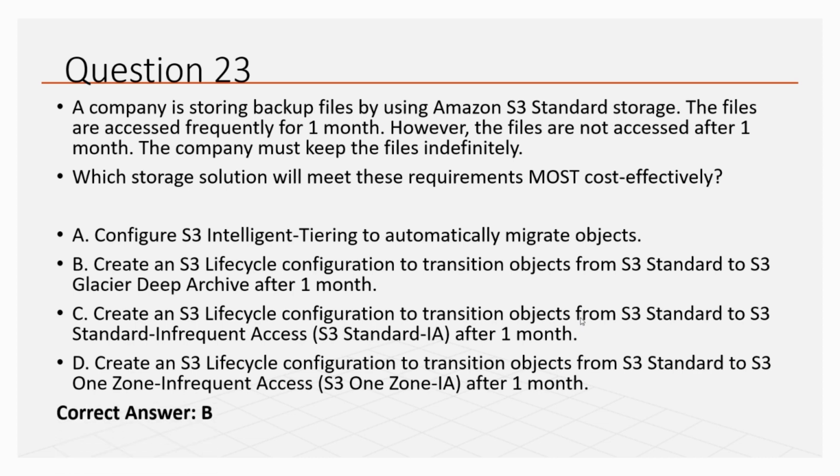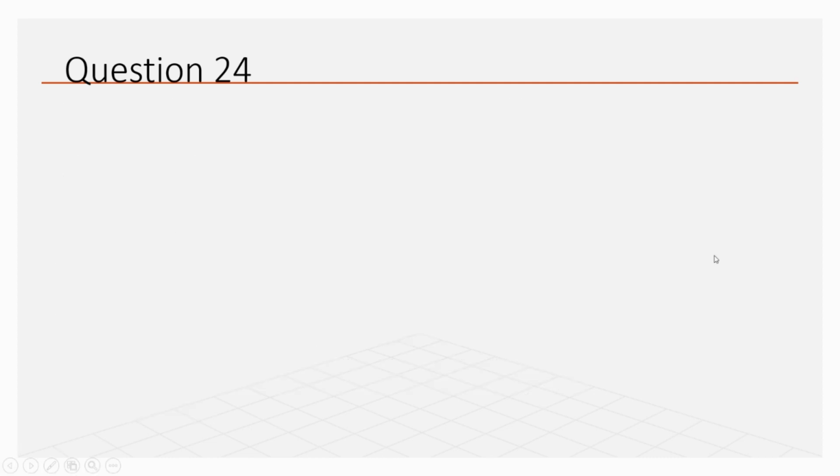D. Create an S3 Lifecycle configuration to transition objects from S3 Standard to S3 One Zone-Infrequent Access after 1 month. And the correct option is B, that is, create an S3 Lifecycle configuration to transition objects from S3 Standard to S3 Glacier Deep Archive after 1 month. Now let's look into the next question.